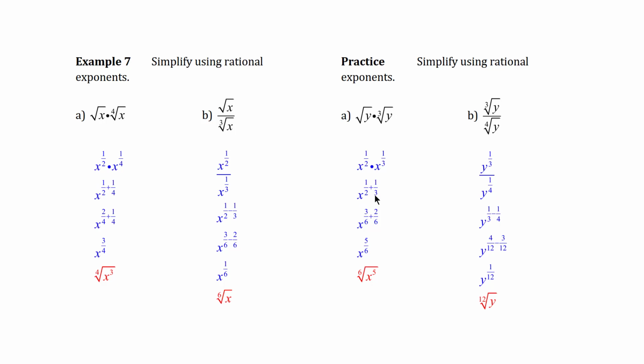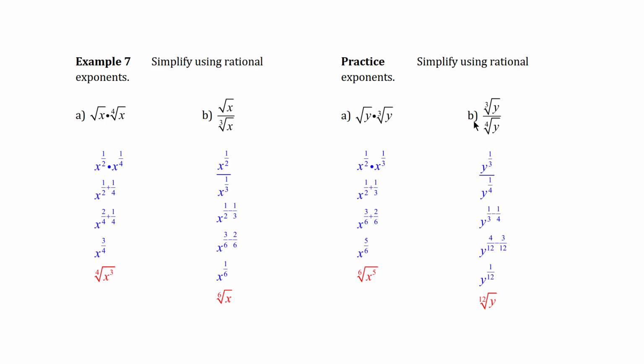To add the fractions together, we use the LCD of 6. So I rewrote the fractions as 3/6 plus 2/6. Adding the exponents together, we get x to the 5/6 power. Next, we convert this into a radical. We have the 6th root of x to the 5th power.